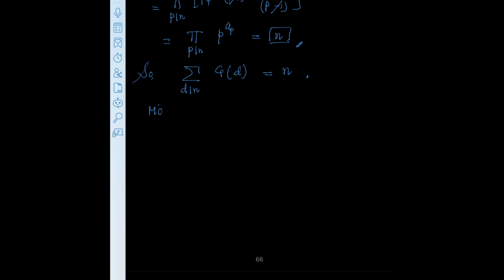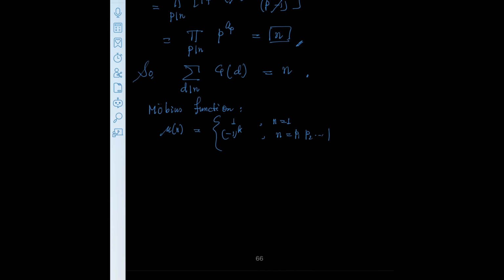I want to say something about the connection of this Euler Totient function with the Möbius function. So let us define the Möbius function. It takes 1 when n equals 1, and minus 1 to the power k when n is a product of k distinct prime factors, and 0 when n is not square free, that means n is divisible by the square of some prime number.